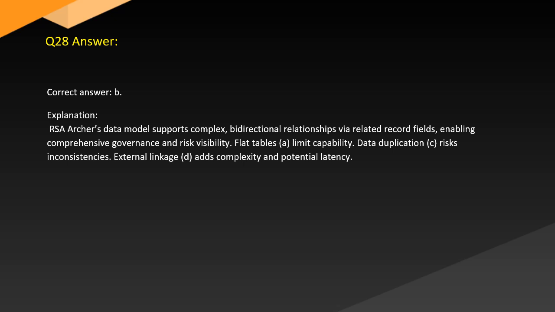Answer. Correct answer: B. Explanation: RSA Archer's data model supports complex bidirectional relationships via related record fields, enabling comprehensive governance and risk visibility. Flat tables, A, limit capability. Data duplication, C, risks inconsistencies. External linkage, D, adds complexity and potential latency.